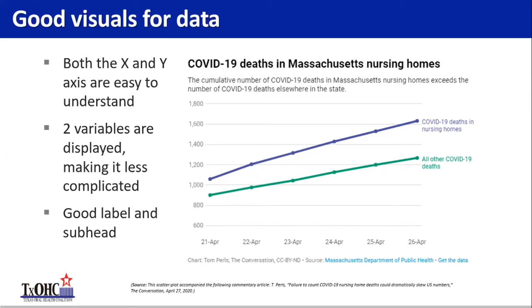This is the COVID-19 deaths in nursing homes, and this is all other COVID-19 deaths that occurred. They also have the label there, the subhead is there, and they give you the takeaway, right? The cumulative number exceeds the number of COVID-19 deaths elsewhere in the state. This is really the big epicenter at that stage, nursing homes throughout the Commonwealth of Massachusetts. So it's pretty clear. I don't think you have to search very hard.